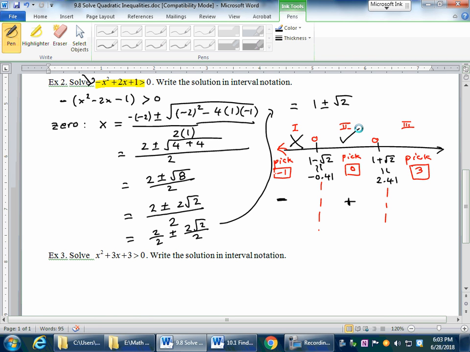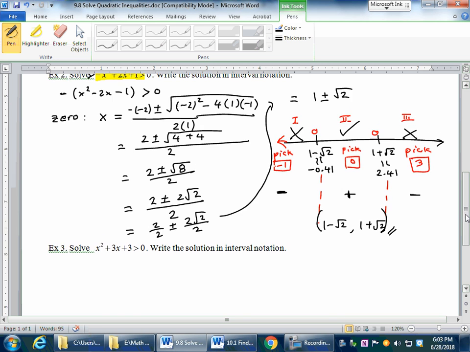Lastly, plug in 3. When I plug in 3, that will give me a negative result. So this is not good. So finally from here, I got my solution, which is between 1 minus square root of 2 to 1 plus square root of 2. Writing in interval notation, since the endpoints are not inclusive, I have to use parentheses to indicate that. And that will be the end of this problem.